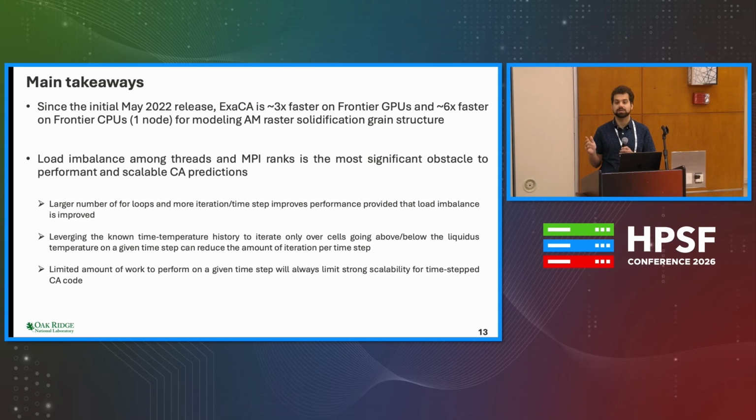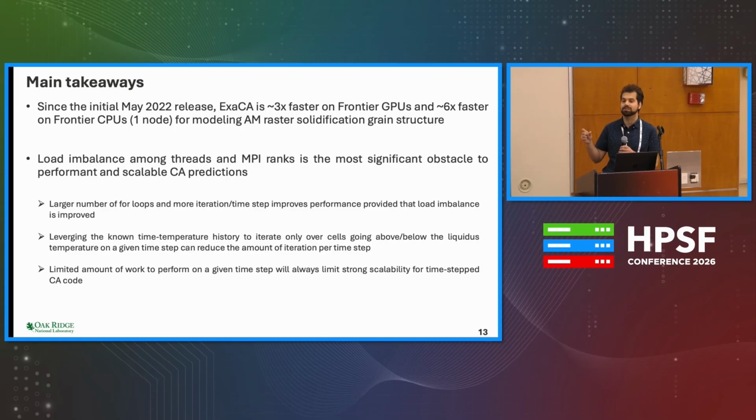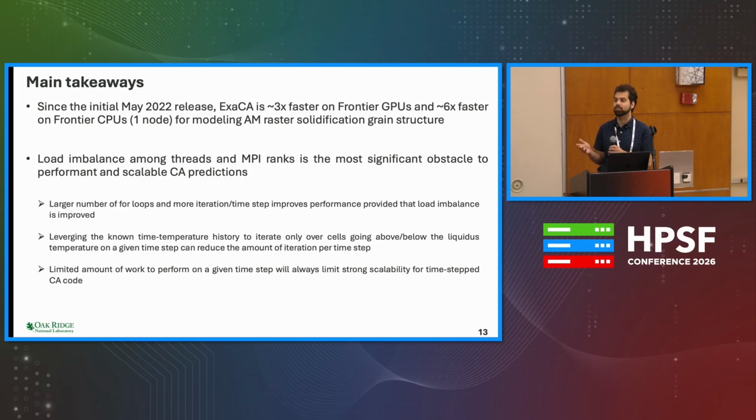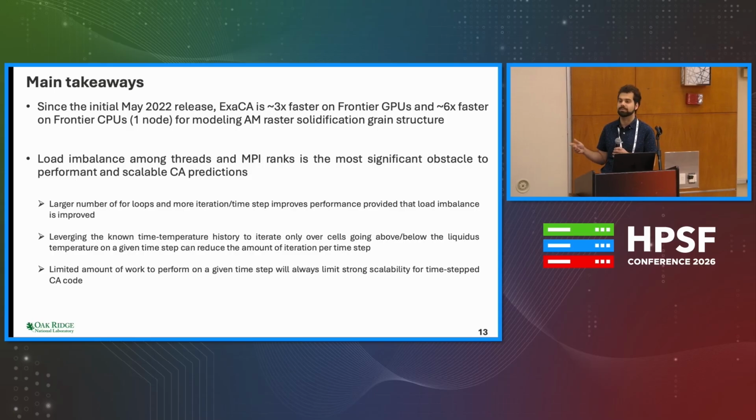Leveraging the known temperature history of this problem saves us a lot because we're able to intelligently only iterate over things that we know are likely to happen. And because there's just a limited amount of work to perform per time step, that's always going to limit their scalability for a problem that requires a lot of time steps without a time parallel approach.